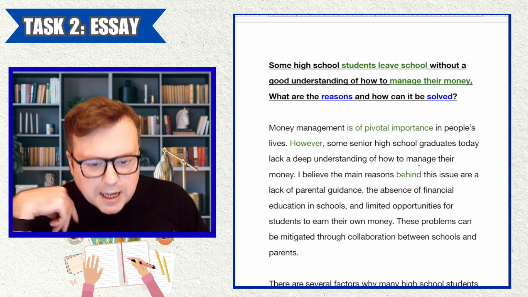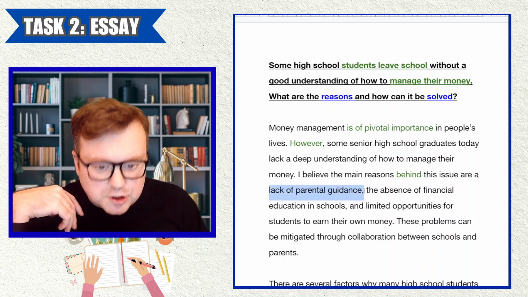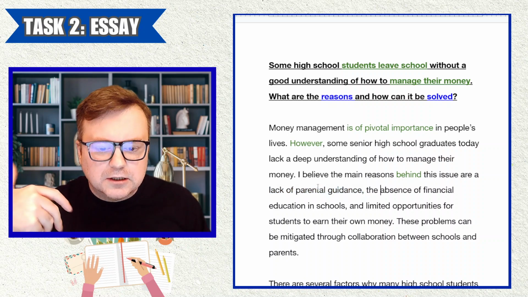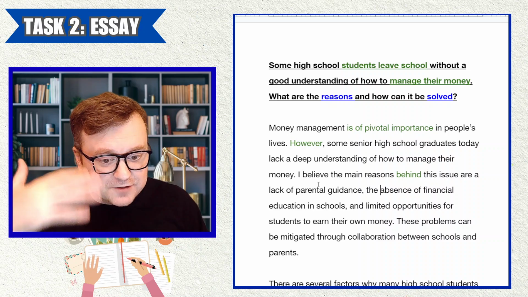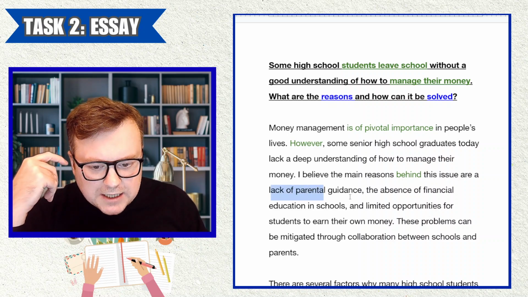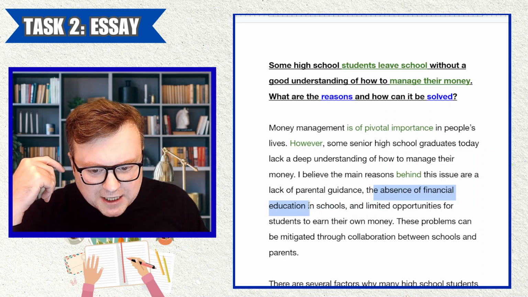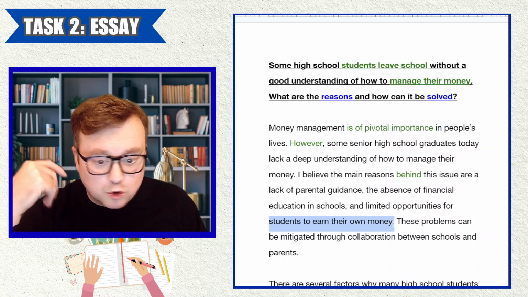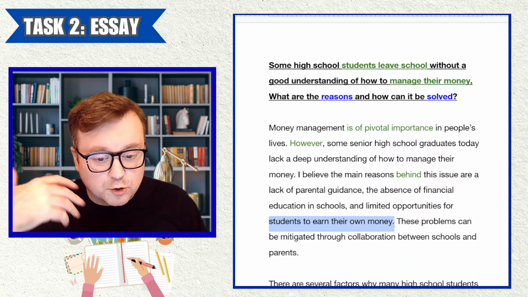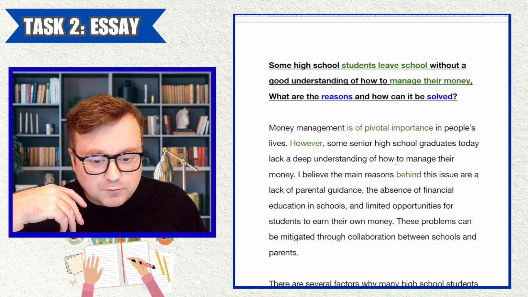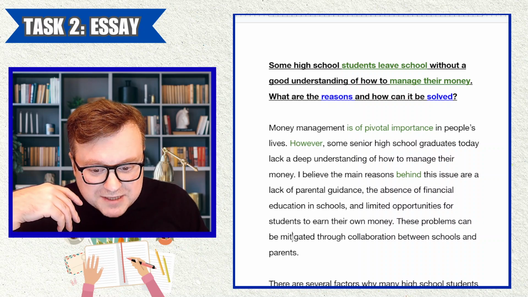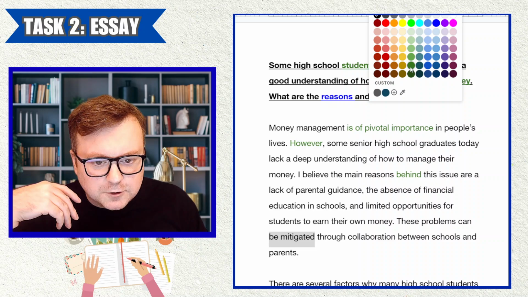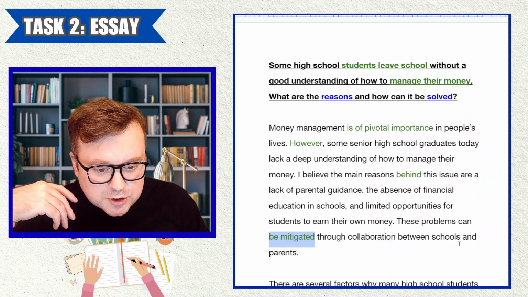But okay. Lack of parental guidance, good. At least, the candidate isn't going into detail, so he still leaves enough room in the body paragraph to develop these. So fine. Lack of parental guidance, the absence of financial education in schools, and limited opportunities for students to earn their own money. Cool. Those are very logical, coherent points. Great. These problems can be mitigated. Love it. To be mitigated. Beautiful. Through collaboration between schools and parents.